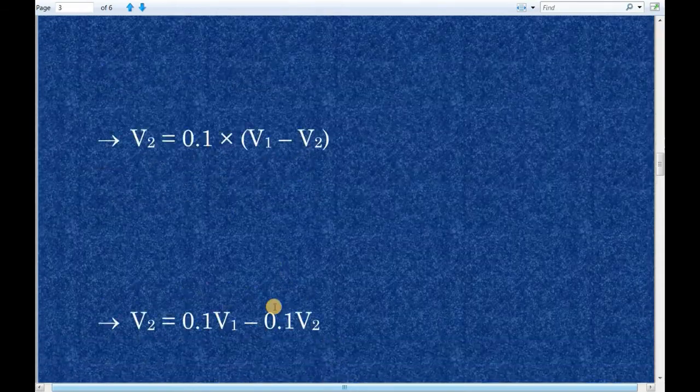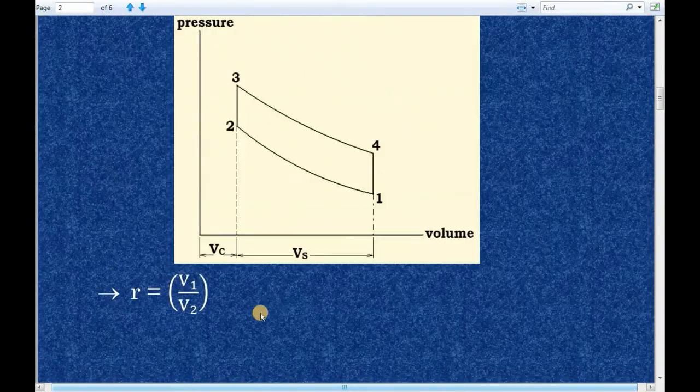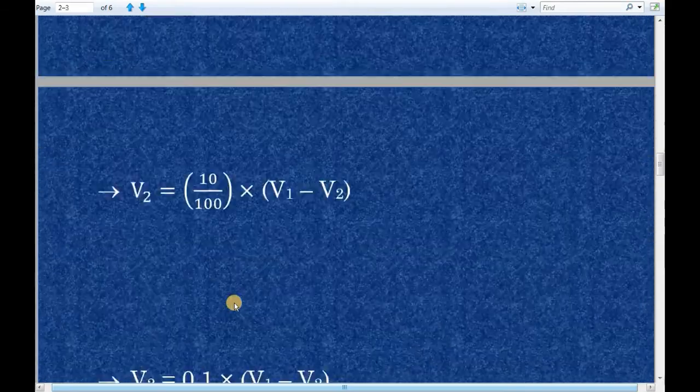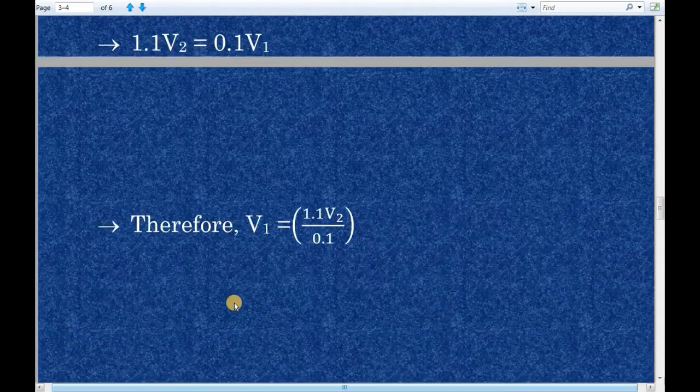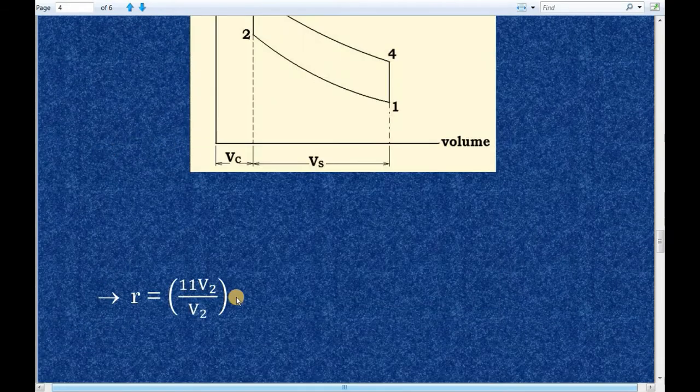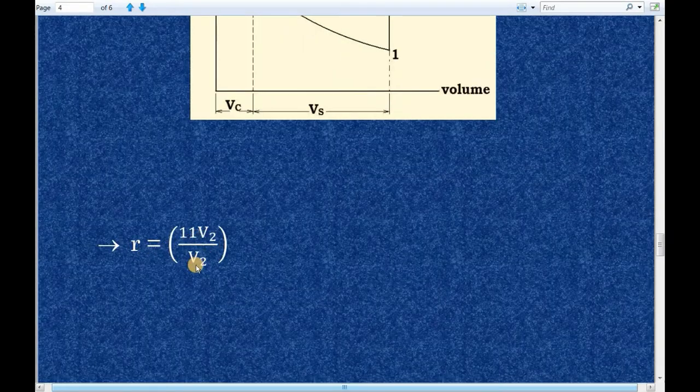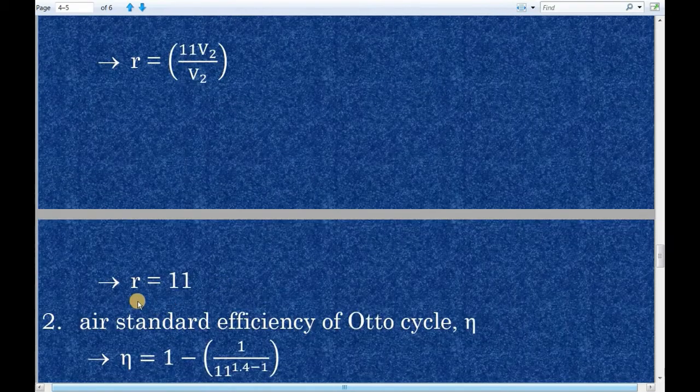Now I will substitute this 11 V2 for V1. We get r is equal to 11 V2 divided by V2. V2 gets cancelled. So the next step will be r is equal to 11. So the compression ratio value is 11. So friends, we have found the value of the compression ratio.